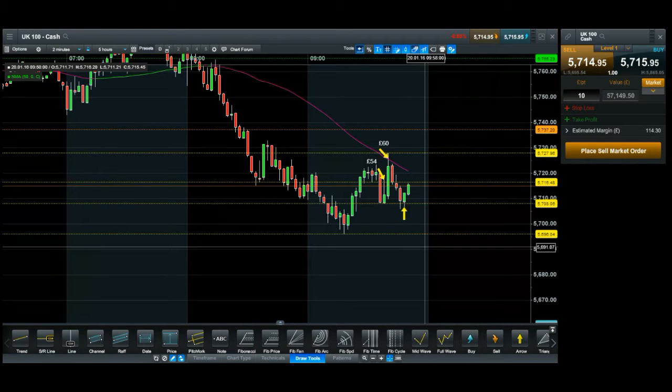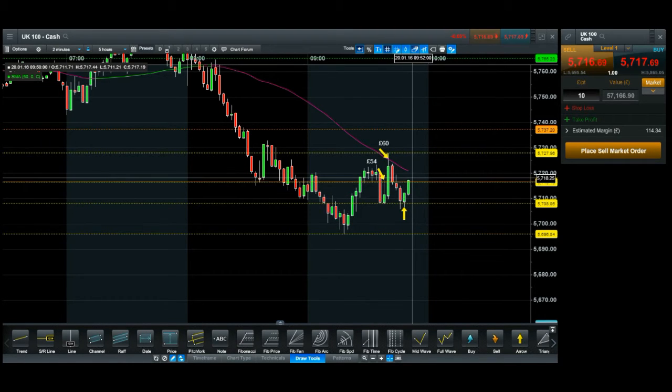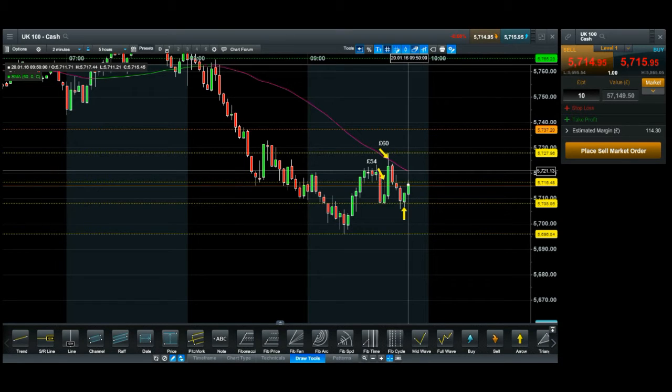Okay, so again, it's touching the resistance, which has been pushing the index down before. So maybe this is a good area to go for it. But I'm going to wait until it touches the simple moving average.